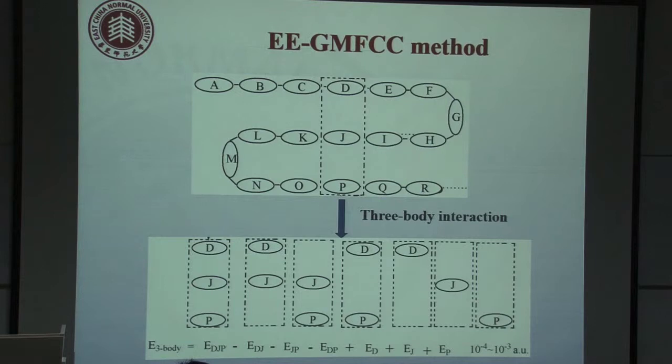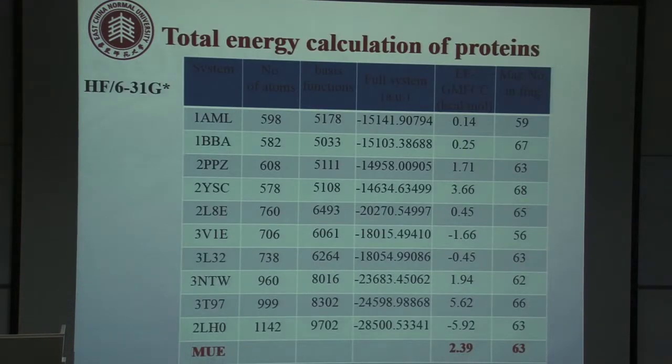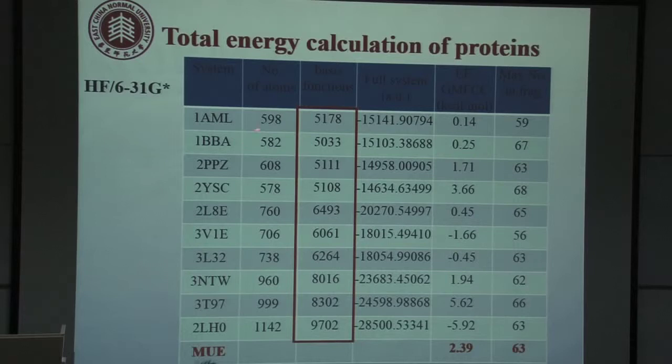The reason is when we calculate this fragment energy, we are always using the electrostatic embedding. So higher order electrostatic interactions are already implicitly included in the fragment calculations. So that's why we can see that the higher order interactions are pretty small. So we test this method on some large systems. We can see the range is from 500 atoms to over 1,000 atoms. And this is the number of basis functions.